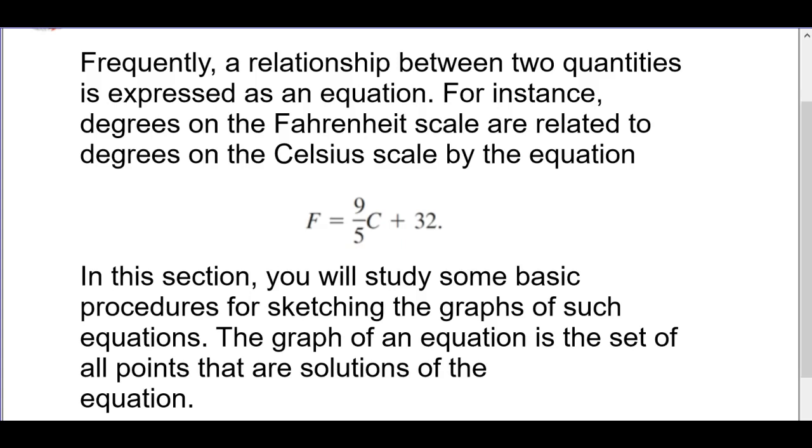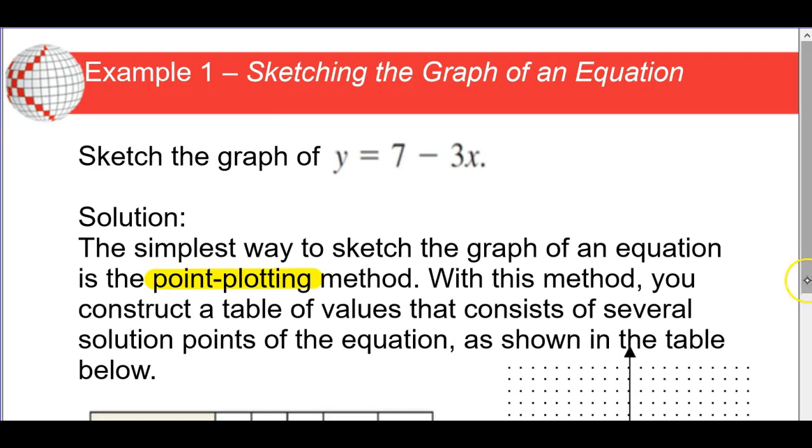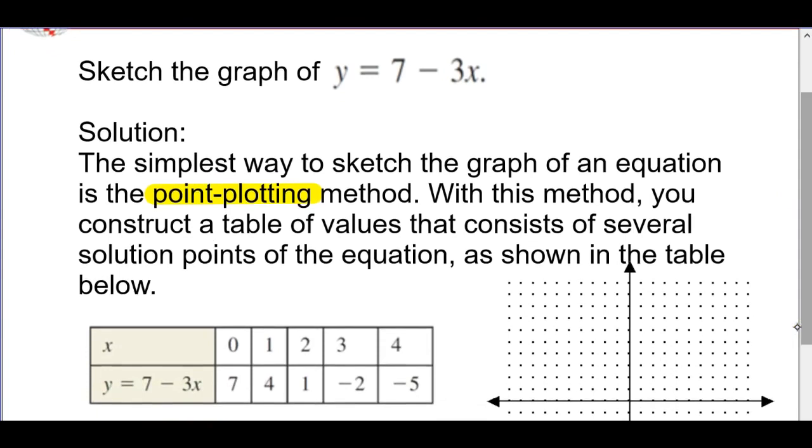This is the formula for converting from Fahrenheit to Celsius, and of course I could give you a formula from Celsius to Fahrenheit as well. But you should feel comfortable sketching a graph, and the book says go ahead and just plug in for x and solve for y, making t-charts. I'm not a big fan of that. I would not encourage you to plot points.